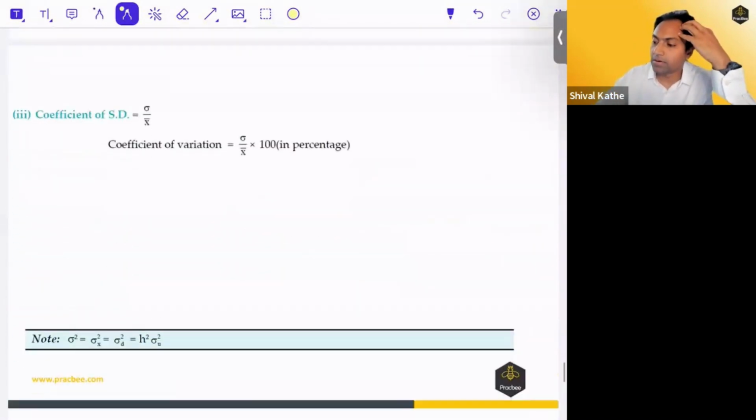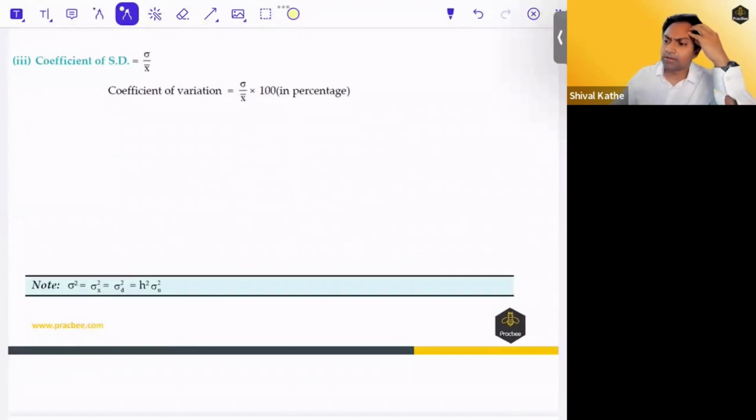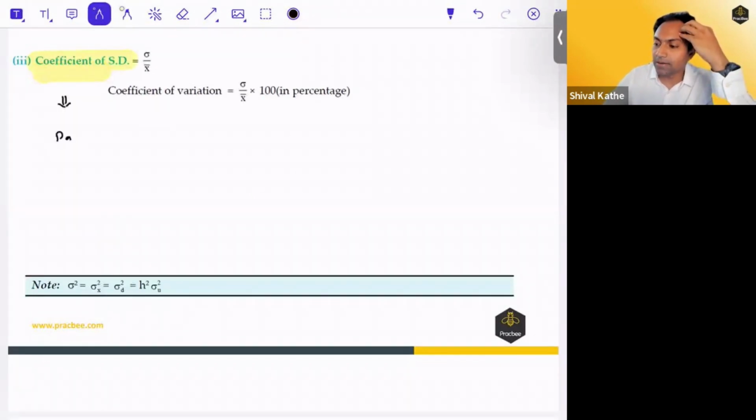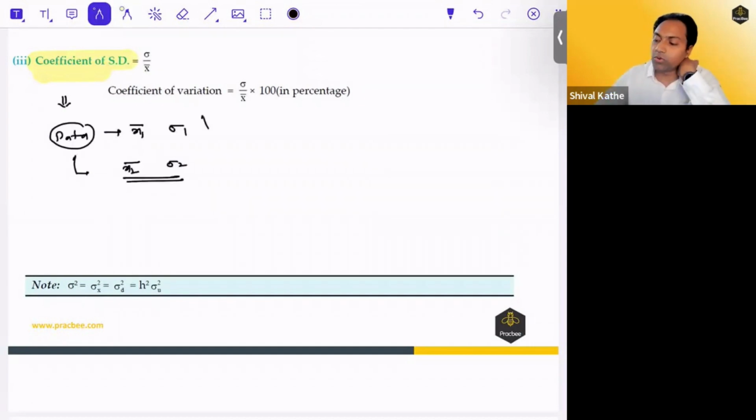Okay, great. Done. The last thing, coefficient of standard deviation. Now, for example, we have to compare two data. One data is such that its average is x1 bar and sigma is sigma 1. And data 2 is such that its average is x2 bar and sigma is sigma 2. Now we need to compare this data. So how are we going to compare their variation?